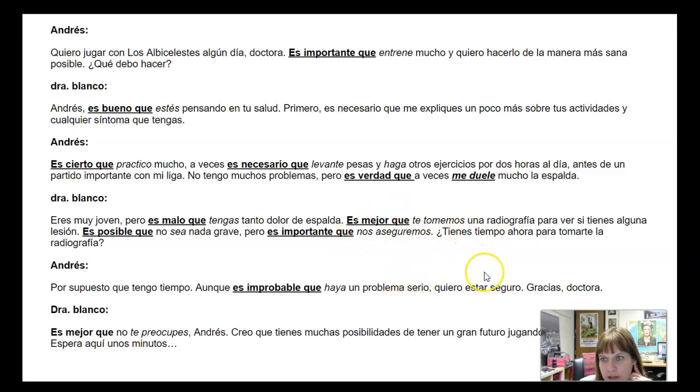¿Tienes tiempo ahora para tomarte la radiografía? Do you have time right now to take an x-ray? Por supuesto que tengo tiempo. Of course I have time. Aunque es improbable que haya un problema serio, quiero estar seguro. Gracias, doctora. Although it is improbable that I have a serious problem, I want to be sure. So, es improbable que haya, that means it's improbable, and you're going to use the subjunctive.